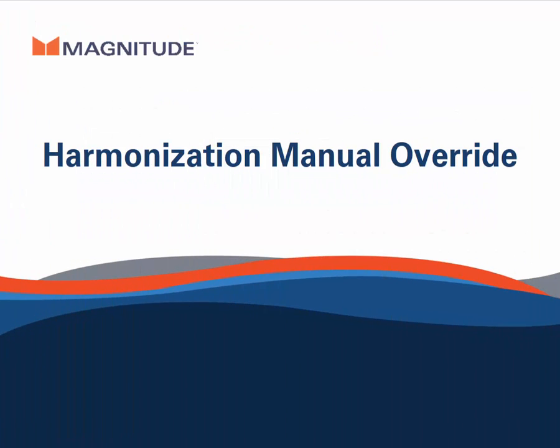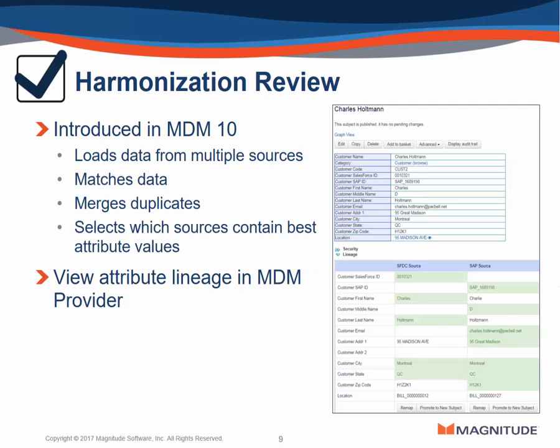Now let's switch gears and talk about the new Harmonization override feature. As you remember, the major new feature in MDM 10 was Harmonization, which lets you load data from disparate sources, then matches that data, merges the duplicates, and selects which sources contain the best values for each attribute, all based on harmonization and survivorship rules which you define. After a harmonized load completes, you can see the lineage for each attribute right in the MDM provider. They're the values highlighted in green.